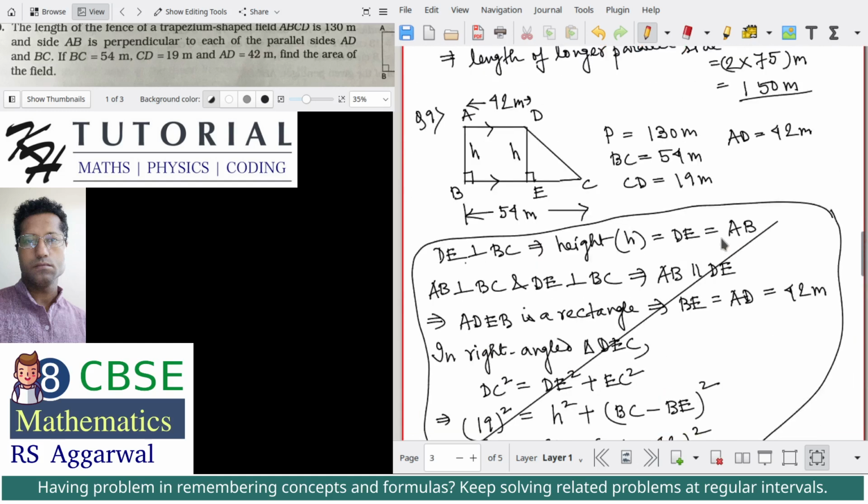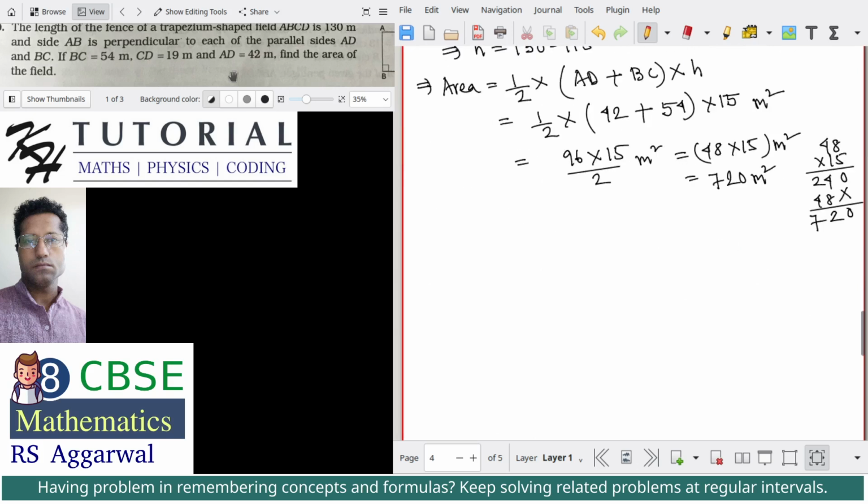So the perimeter was given, and since AB was perpendicular to the parallel sides AD and BC, AB is the height. The lengths of all other sides were given, so we can easily find the length of the side AB, which is the height. Okay, let's do the next problem.